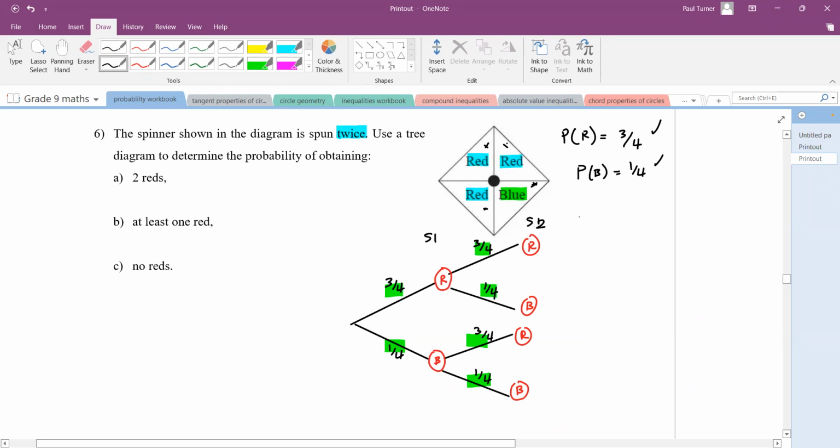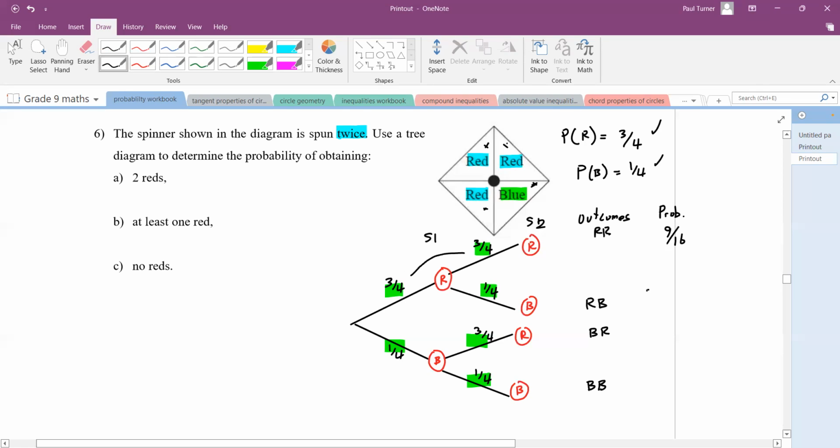Okay, so now we can do our outcomes. What are they? And then get the probability of each outcome. So this first outcome could be red, red. The second one is red, blue. The third one is blue, red. And the last one could be blue, blue. So these are the 4 kinds of outcomes you could get. And now we work out our probability by multiplying the 2 fractions along the tree. So this will give us 9/16.